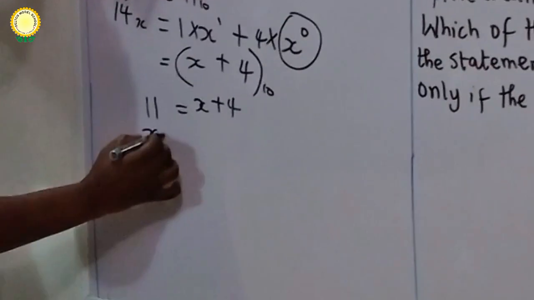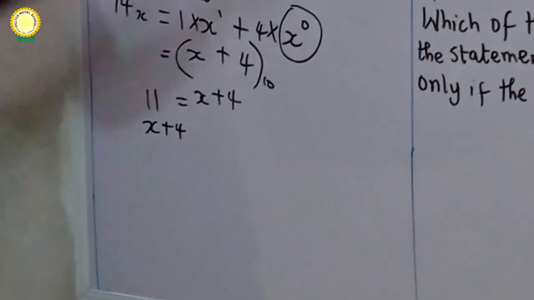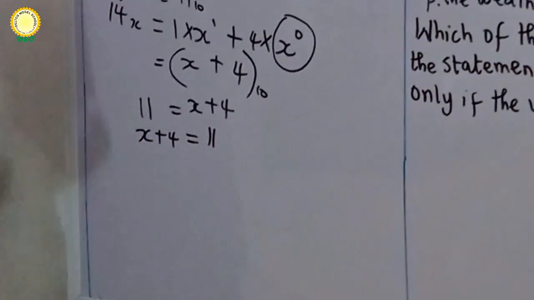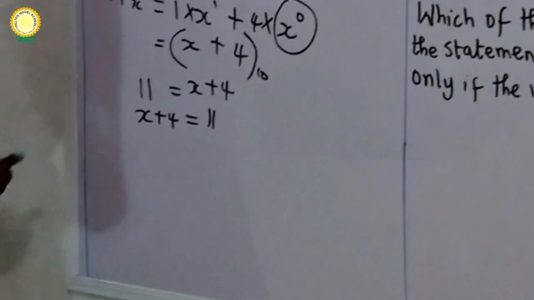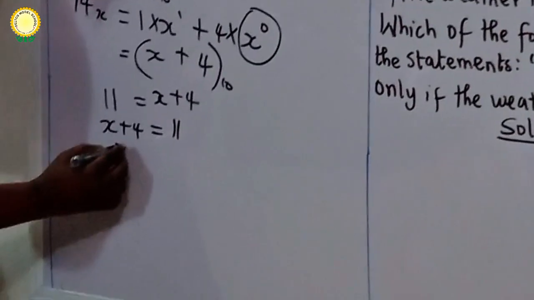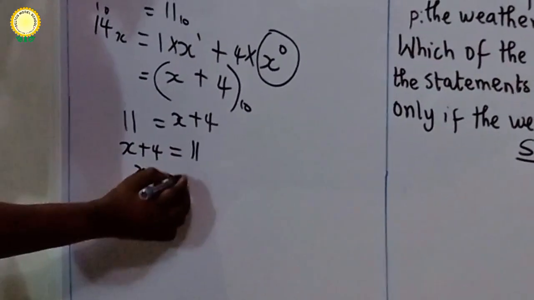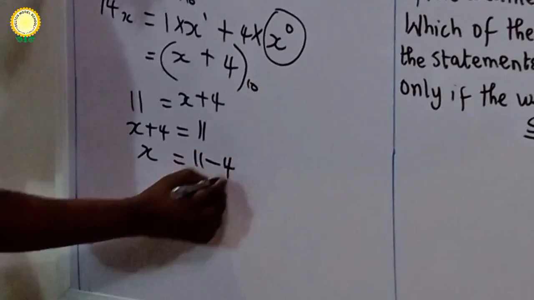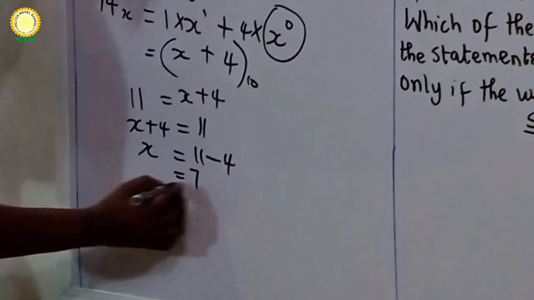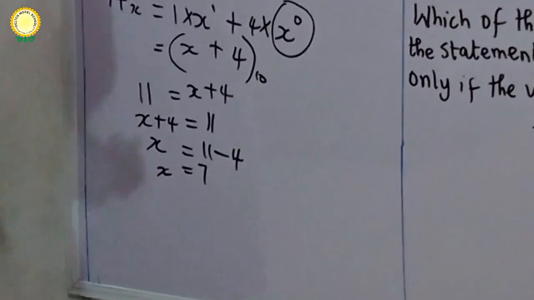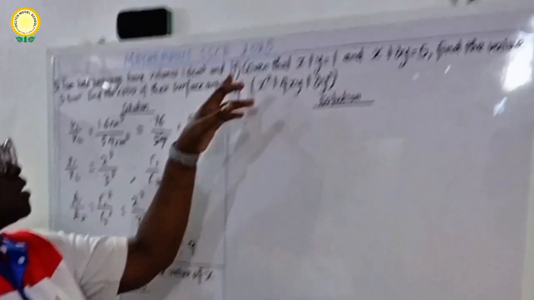So you bring your unknown to the left hand side and take the known to the right hand side. To eliminate 4, you subtract 4 from both sides. So 4 minus 4 is 0. Then you have 11 minus 4. 11 minus 4 is what? 7. So our answer is 7. X equals 7. Next question.